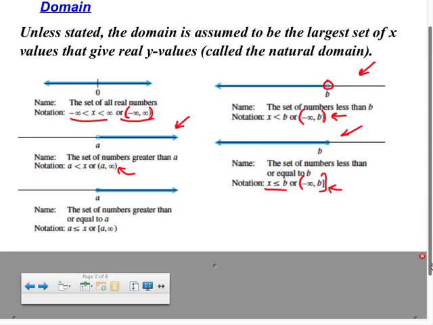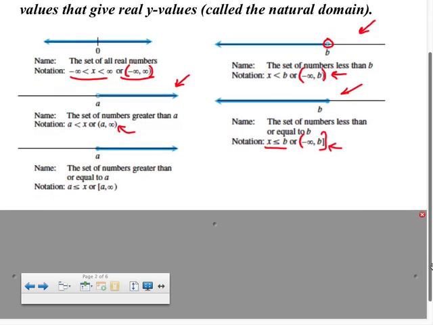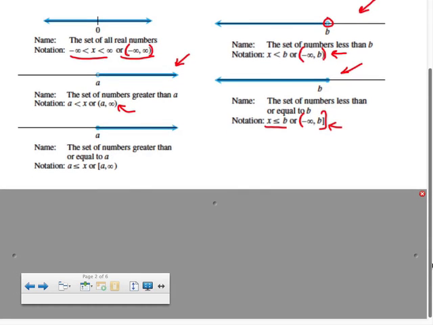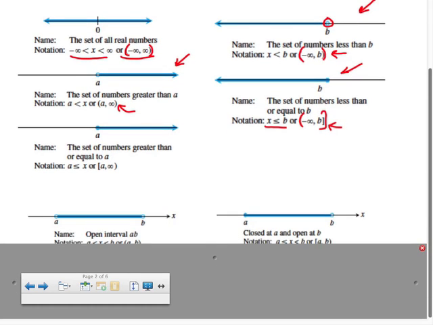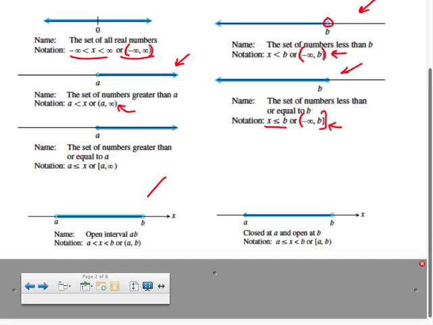A couple other examples here. Here we're saying all values between a and b, but not including them. Once again, we have the parentheses showing that. Here we're saying all values between a and b, but a is included in the domain. Notice again the bracket there on a, but then the parenthesis on b.